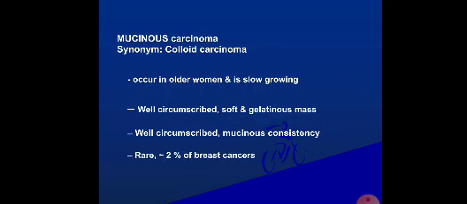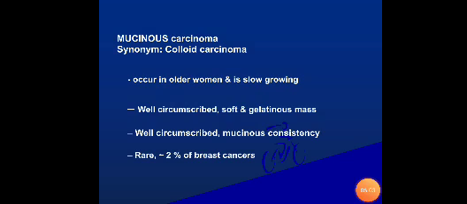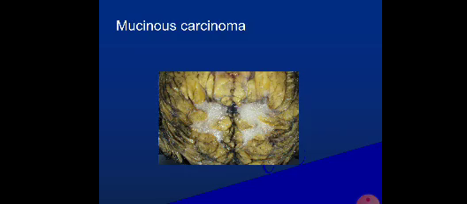Next category is mucinous carcinoma, also known as colloid carcinoma. It occurs in older women and is a slow growing mass, well circumscribed, soft and gelatinous. Because of the mucin secretions, they have a soft and gelatinous mass with mucinous consistency. They are also rare, around 2% of breast cancer.